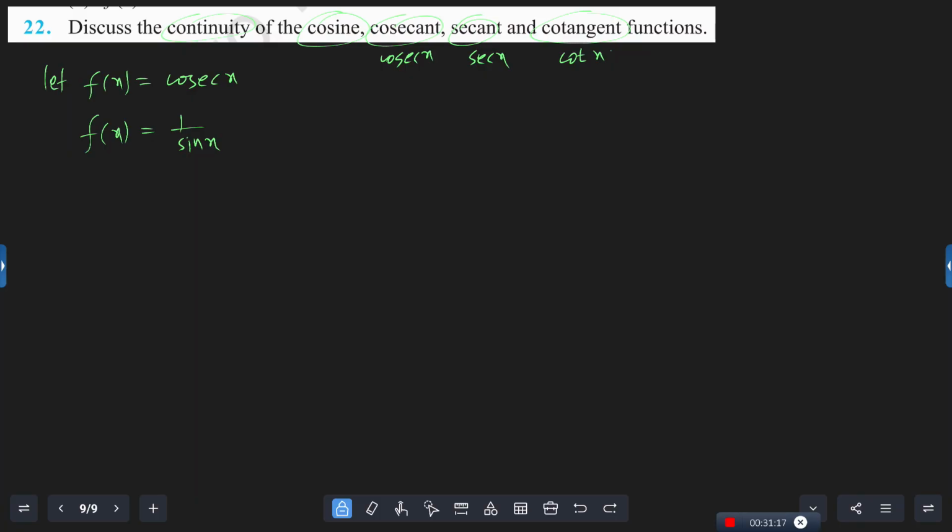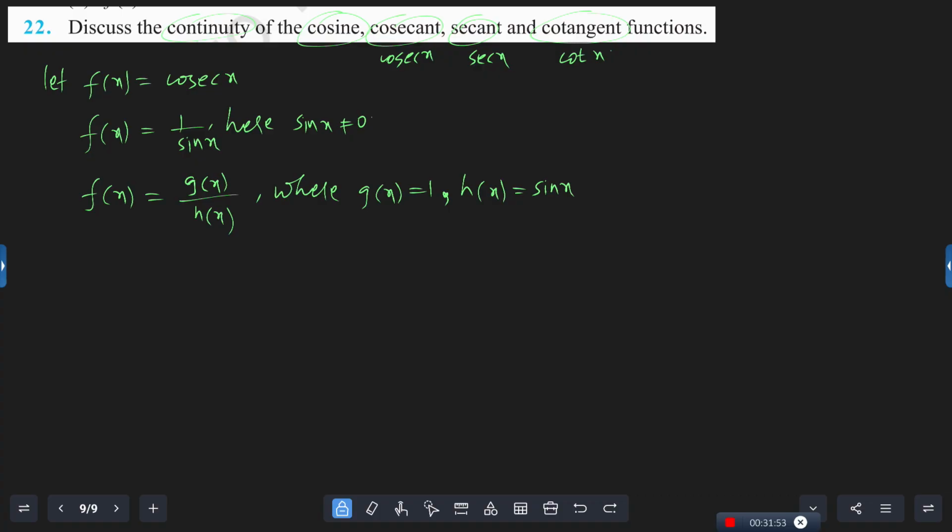Sin 0, what will you get? 0. So 1 by 0 is not defined. So here sin x which is not equal to 0 you should give. If sin x is equal to 0 it becomes not defined. So you must be very careful in this case. Understand? So you write here f(x) is equal to g(x) divided by h(x), where g(x) is equal to 1 and h(x) is equal to sin x.